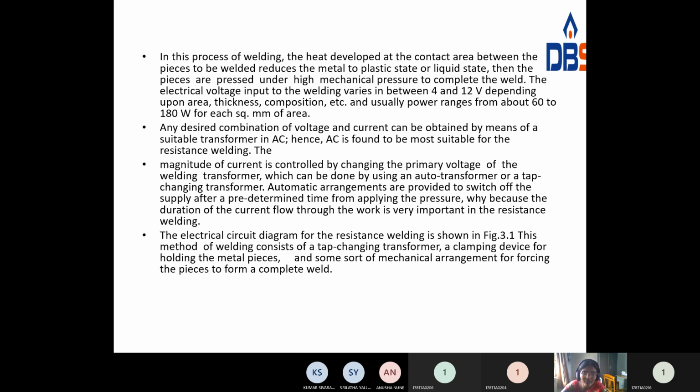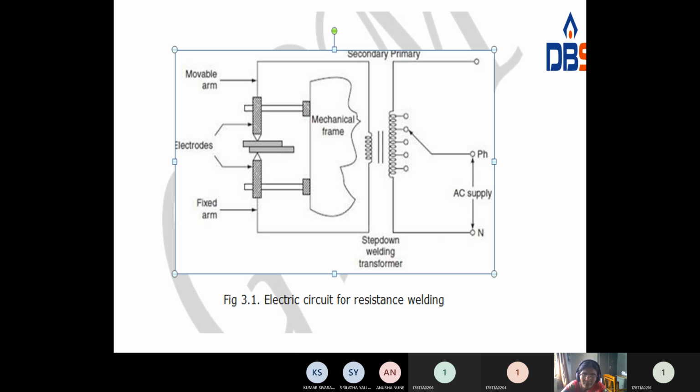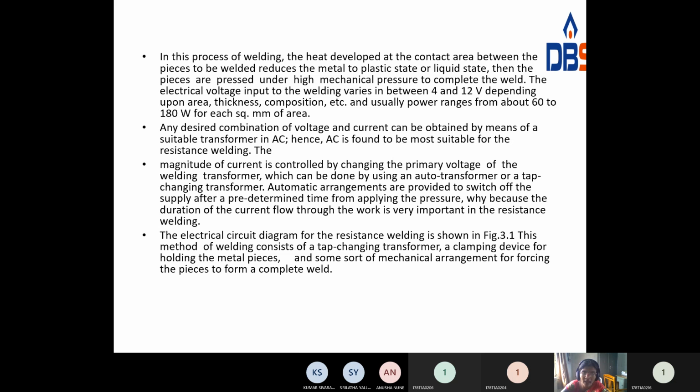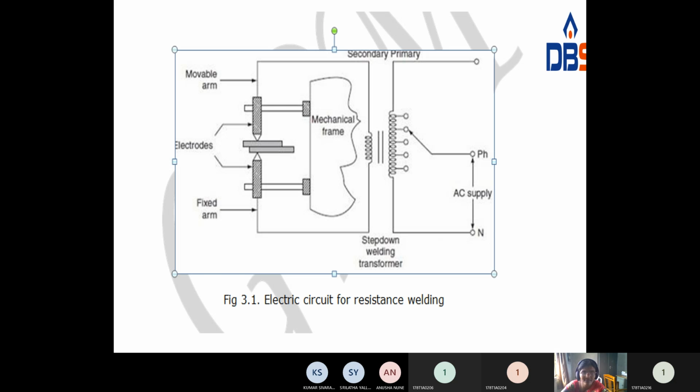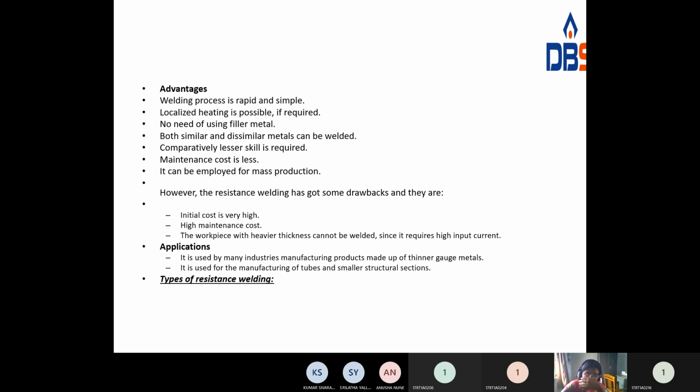The magnitude of the current is controlled by changing the primary voltage of the welding transformer. Here the magnitude of the current is changed by changing the primary voltage, because we have a number of tappings on the primary side of the welding transformer. By varying these tappings, we vary the magnitude of the voltage. This is the process of resistance welding.